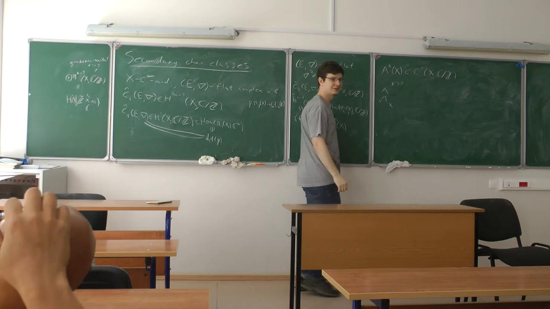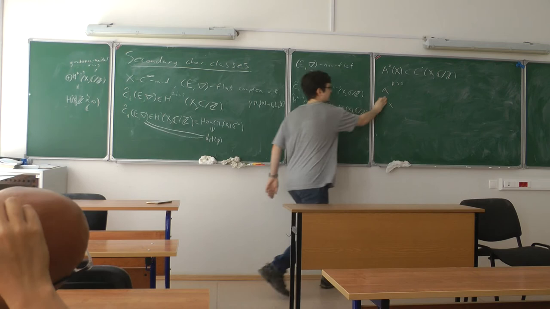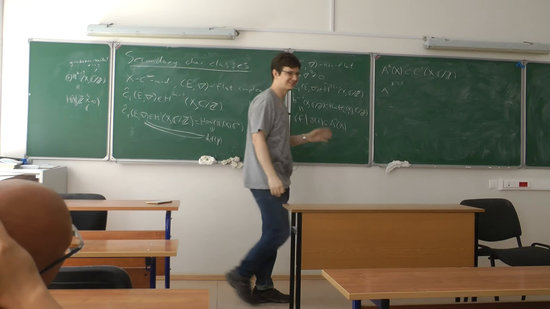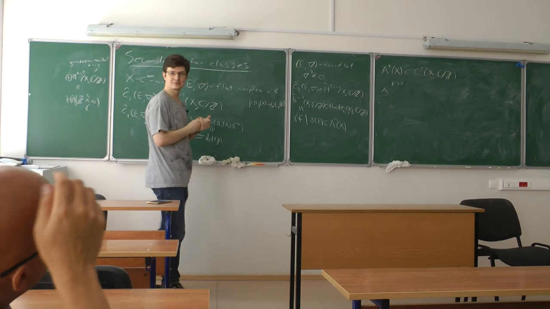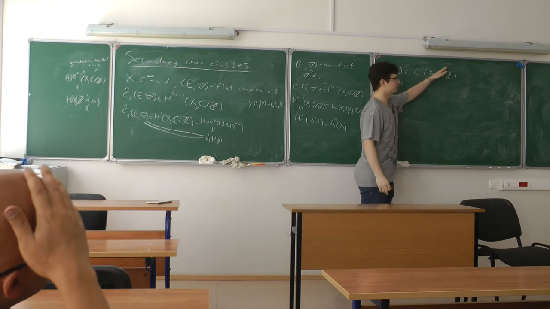So X is now a complex manifold? No, at the moment it's just a C-infinity manifold. At the moment I'm not using this omega, but then it will become a complex manifold. No, just integrate and take values mod Z. It's an inclusion because k is positive.